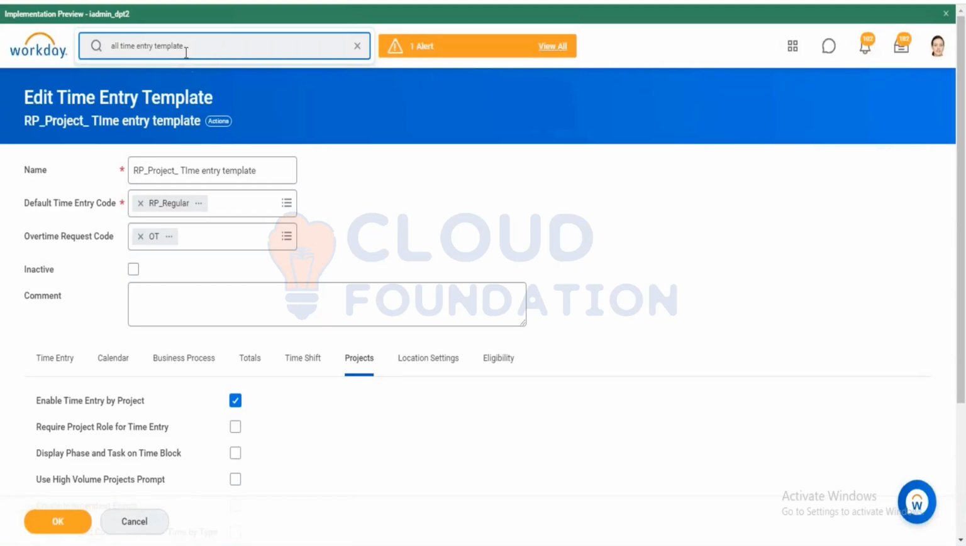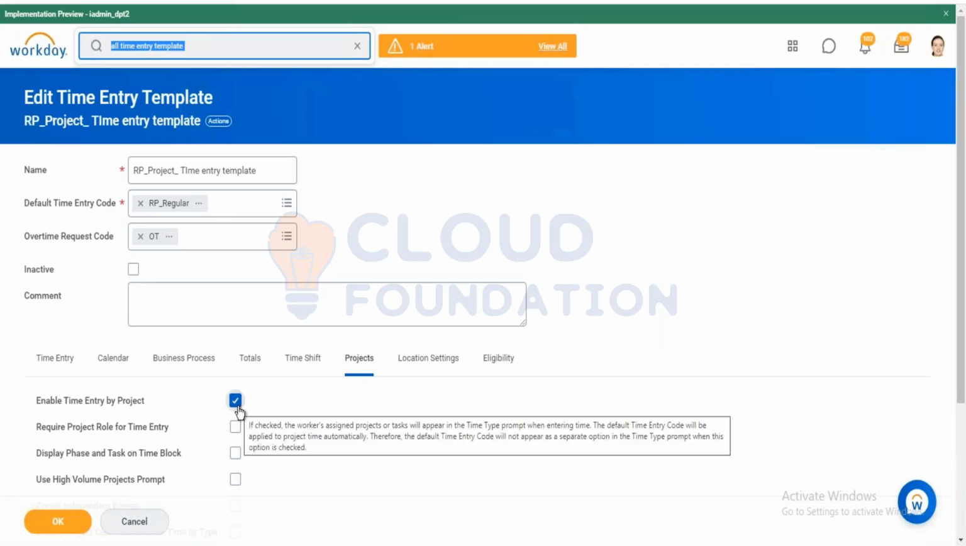If we don't enable the time entry by project, then it should go under operating cost, right? It will always go to the operating cost if your cost centers are mentioned. If you don't enable it, then it will not interact with the finance projects.